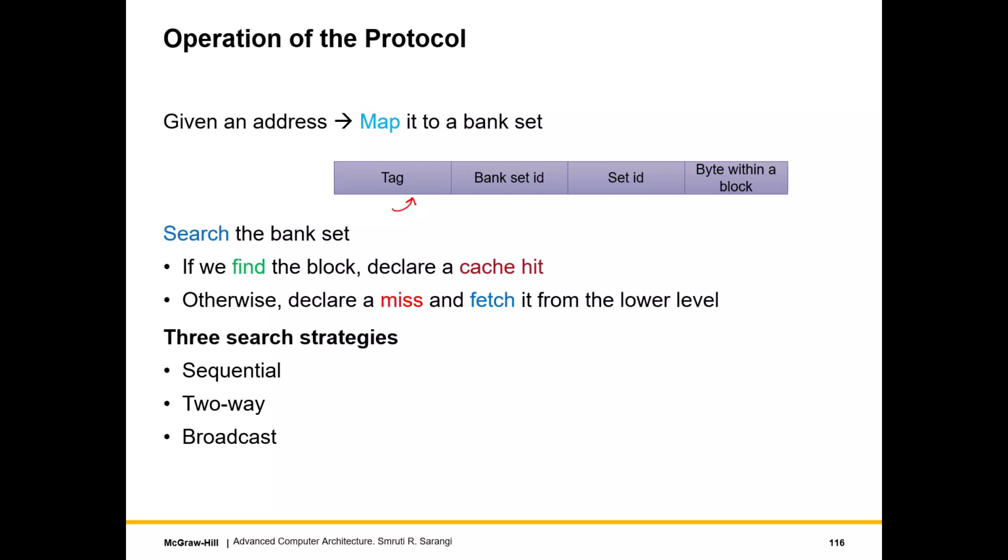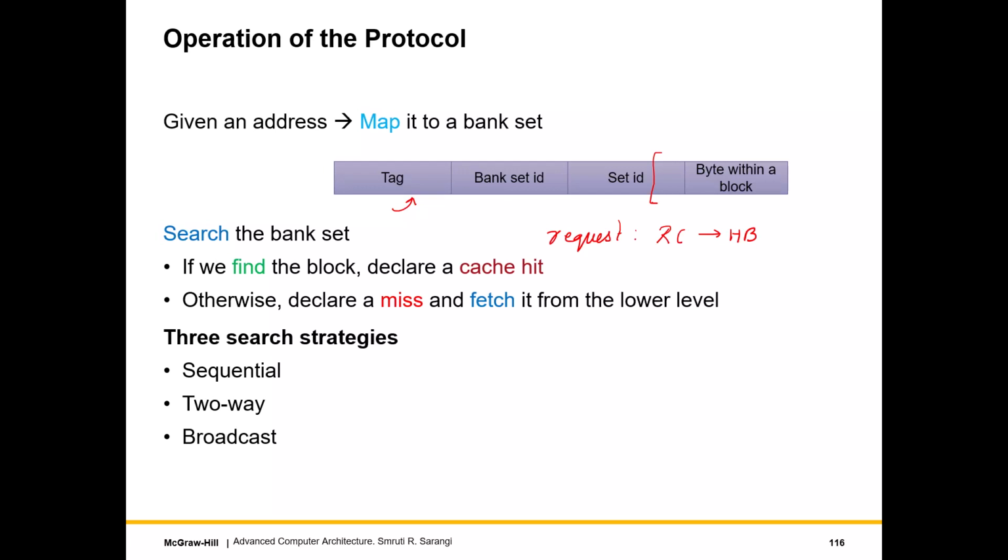And it is more important to homogenize accesses within a bank. So that's the reason the set ID has more randomness. So the key idea is that once we go to the bank set, the path of the request is from the requesting core RC to the home bank. The home bank is the closest bank in the bank set. So the idea is that we first search for the block in the home bank. If we find it, we declare a cache hit, right?